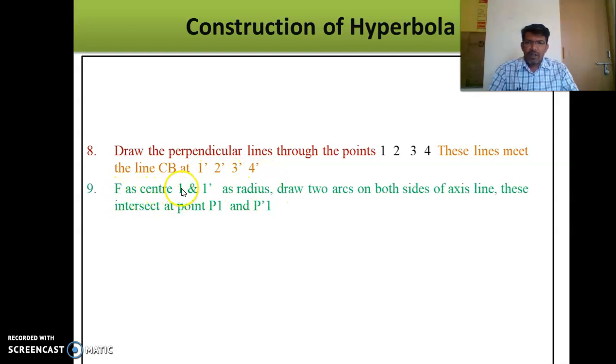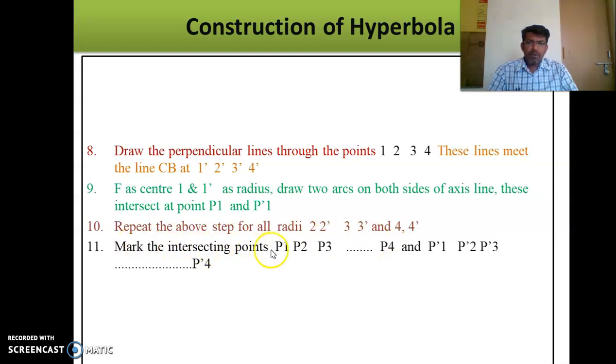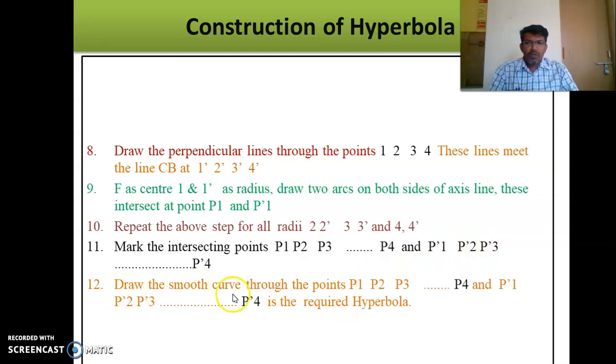With F as center and 1 1 dash as radius, draw two arcs on both sides of the axis line. These intersect at points P1 and P1 dash. Next, repeat the steps for 2 2 dash, 3 3 dash and 4 4 dash, and mark the intersecting points as P1, P2, P3 and P4 above the axis, and P1 dash, P2 dash, P3 dash and P4 dash below the axis. Next, draw a smooth curve through the points P1, P2, P3, P4 and P1 dash, and you get the required hyperbola.